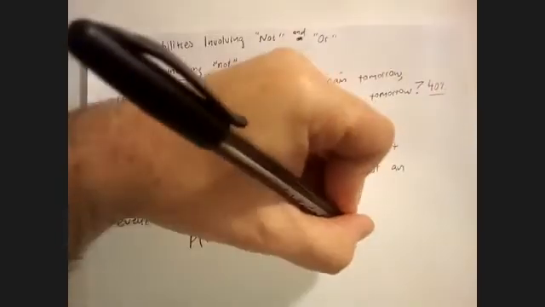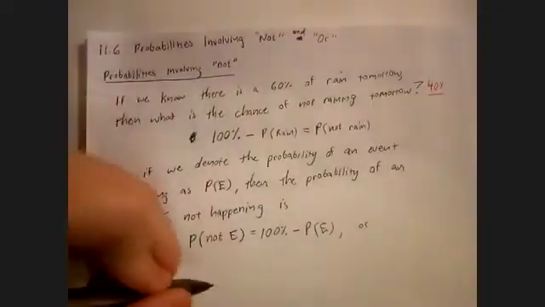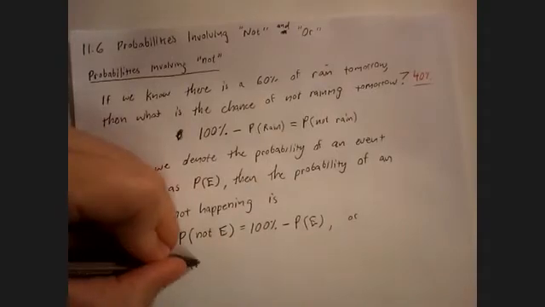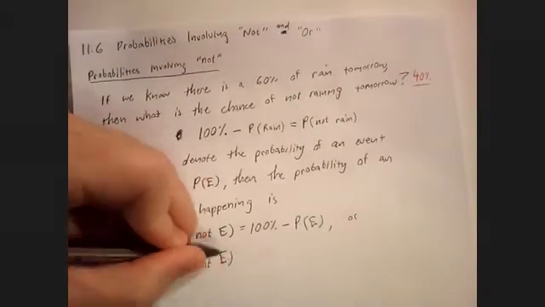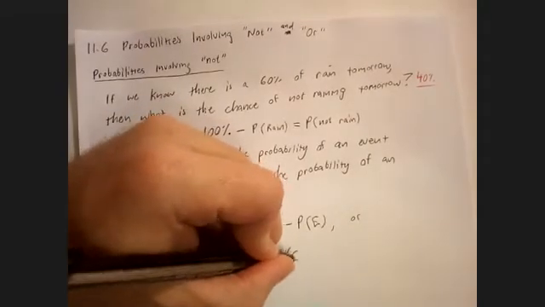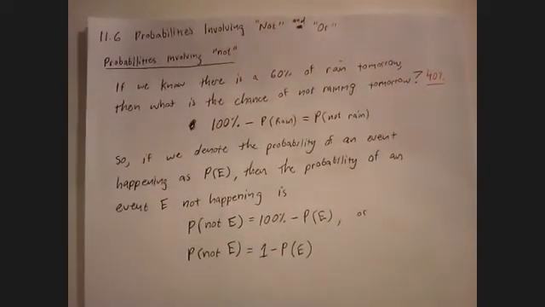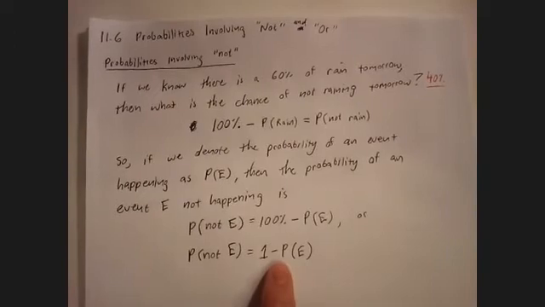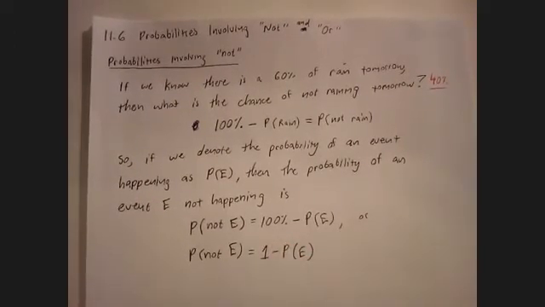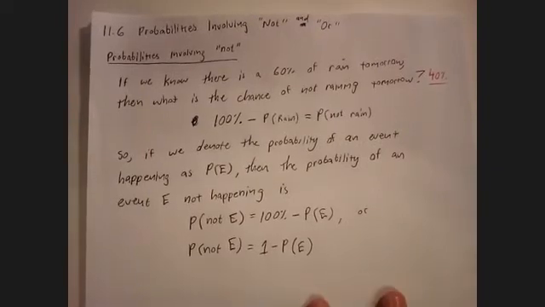Or we could say, instead of percentages, we could use 1. So the probability of not E is 1 minus the probability of E. Okay, that's how we're going to see it more in the homework. But I started off with the percent because that was probably more obvious.